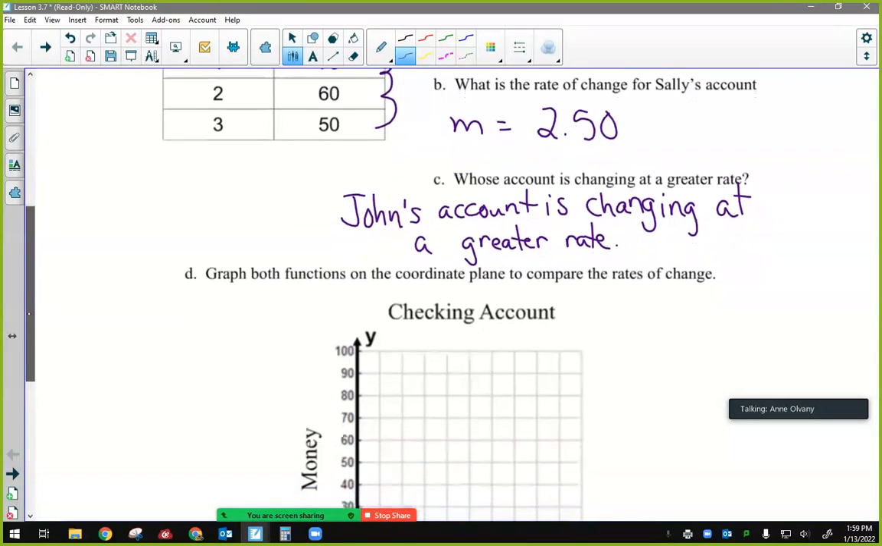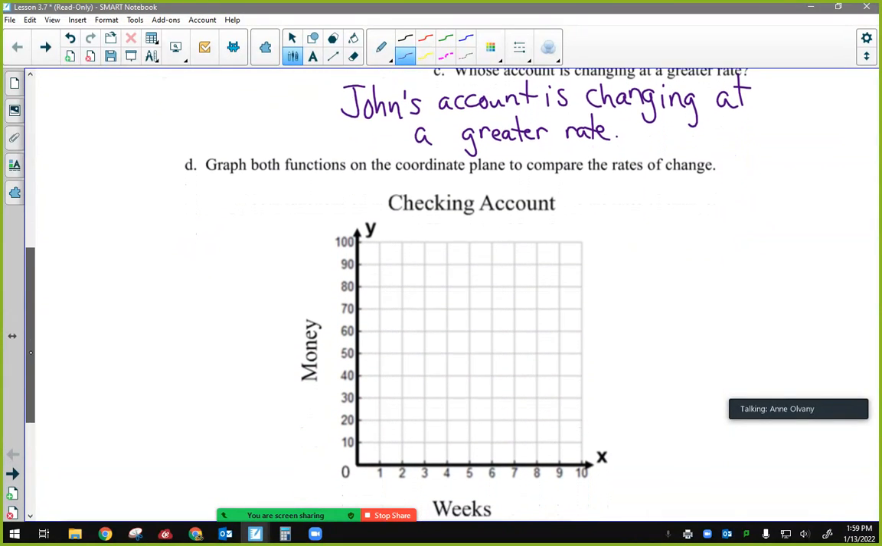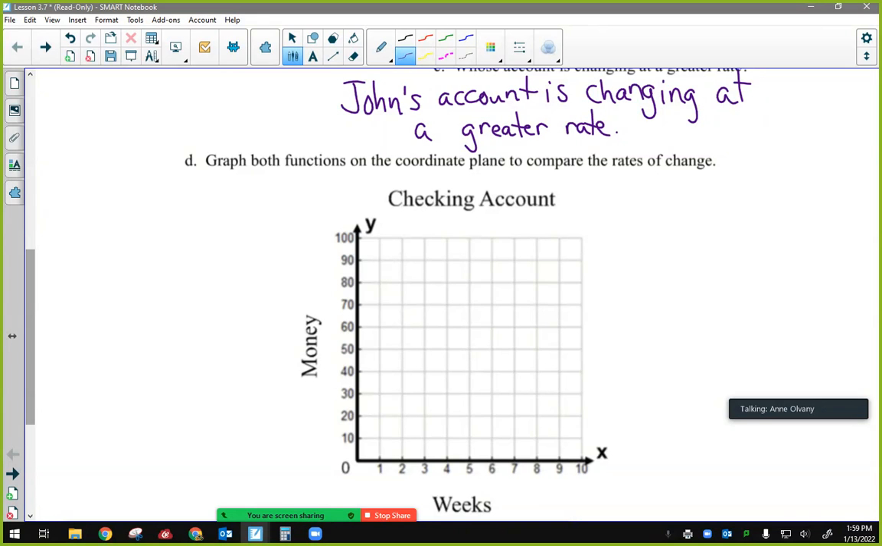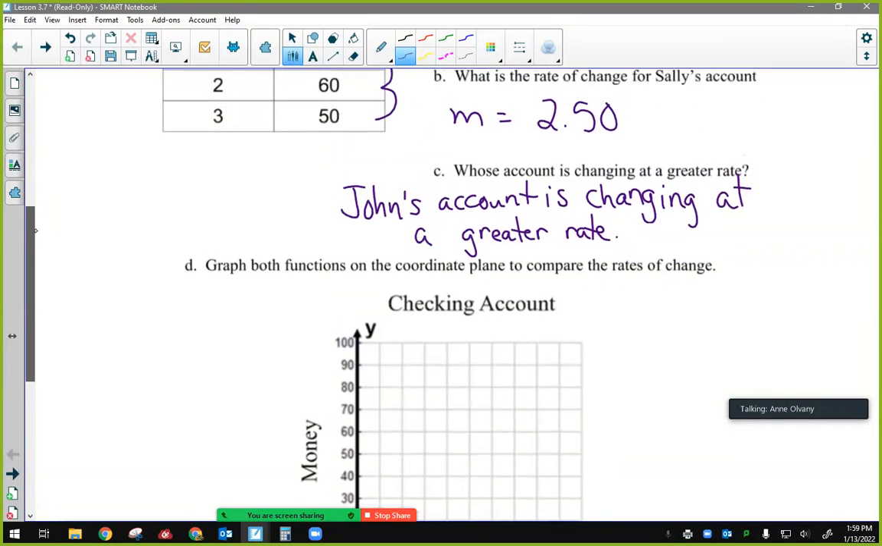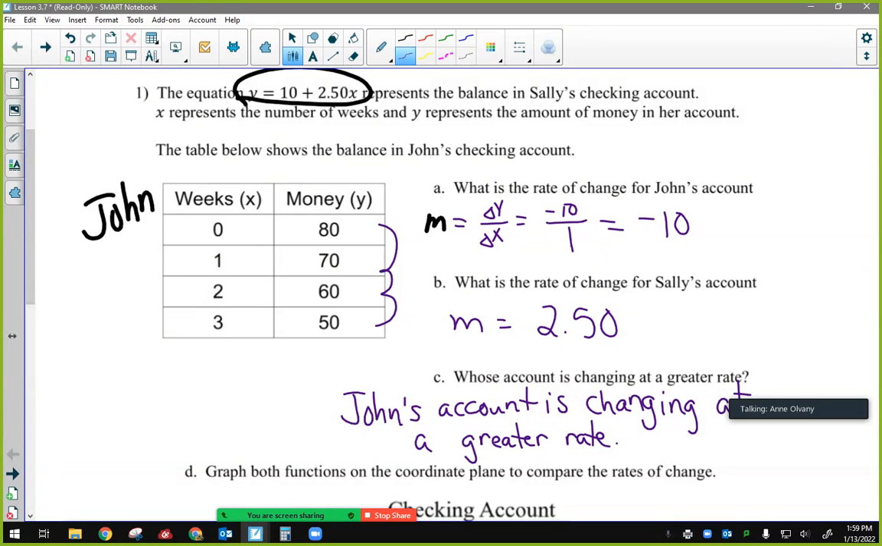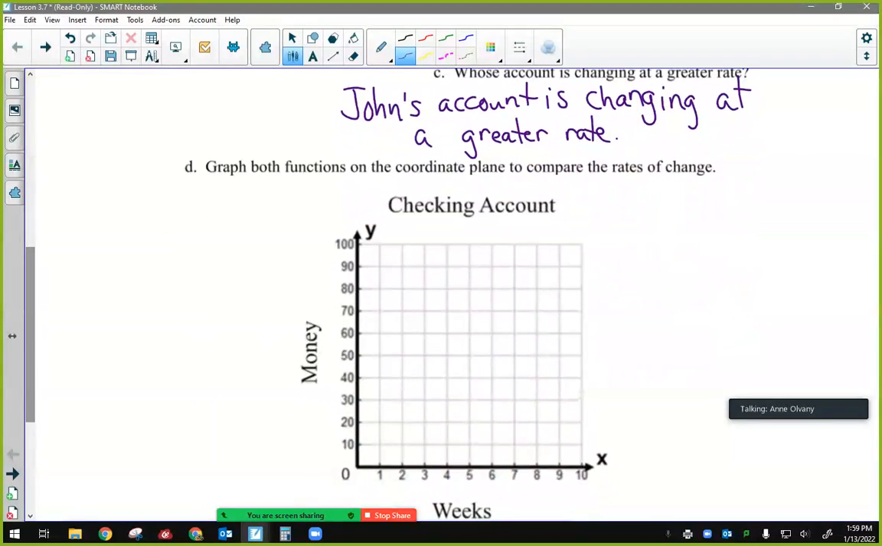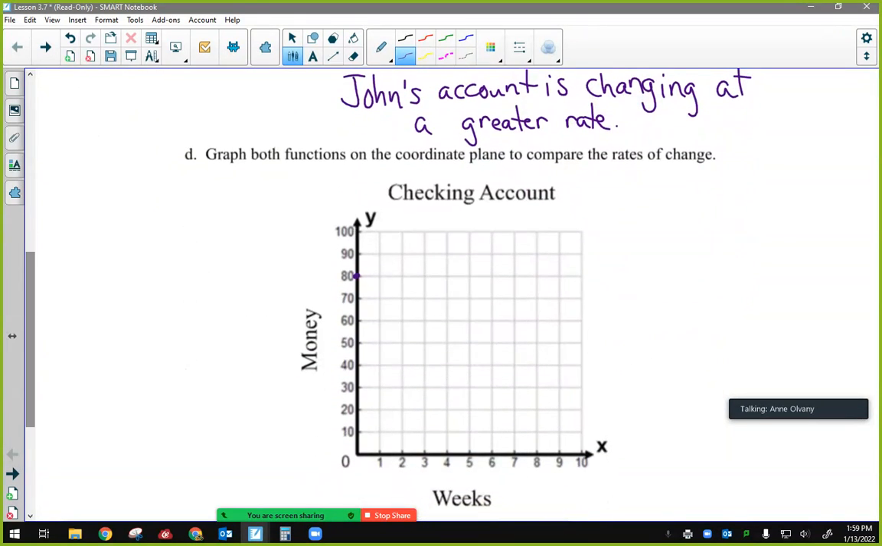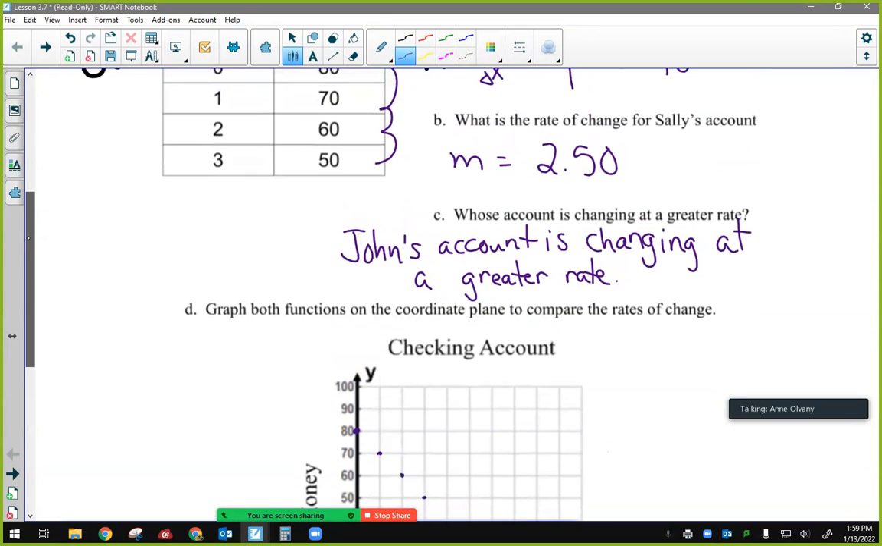Now, graph both functions on the coordinate plane to compare the rates of change. So we want to see what it looks like. If John's account is changing at a greater rate, we want to see what that looks like. So weeks are across the bottom, money is going up the y-axis. So let's plot John's first because it's easier. These are points. The point (0, 80) is here. Then we have 170, 260, 350. Is that right? Okay.